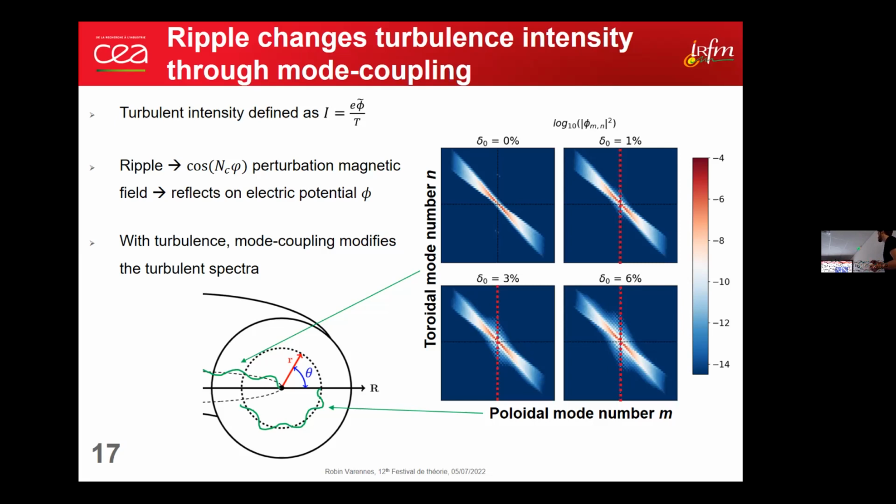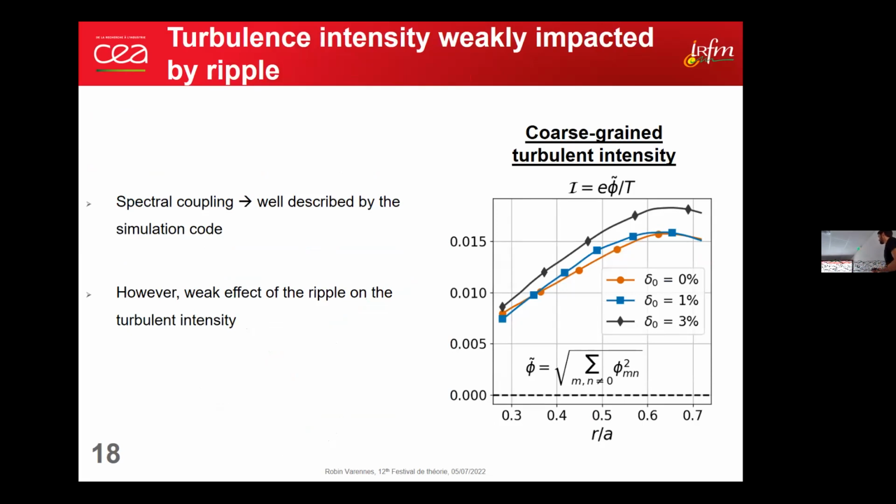But you can also notice that here it's in a logarithmic scale, so maybe this effect is actually weak. And this is exactly what we saw. With this, we were able to calculate the turbulent intensity, and here I can show you the result from simulations. On the right, you have the radial profile of the turbulent intensity for different ripple amplitudes. You can see that from orange to black, you increase the turbulent intensity a bit, but the effect is really weak, even though this effect is well described in the code.